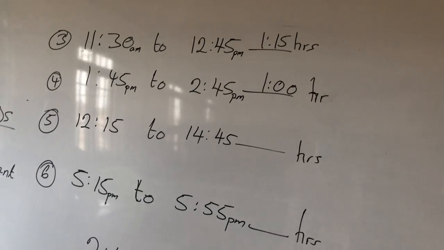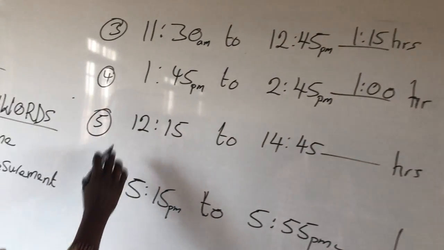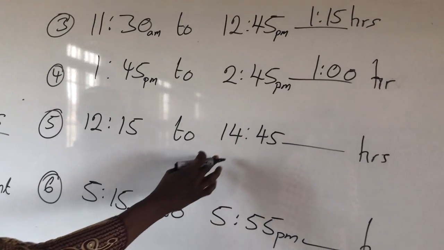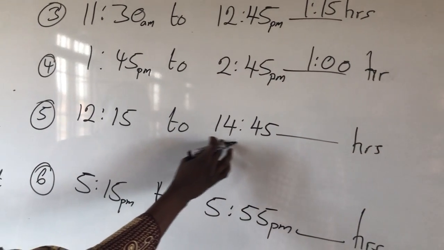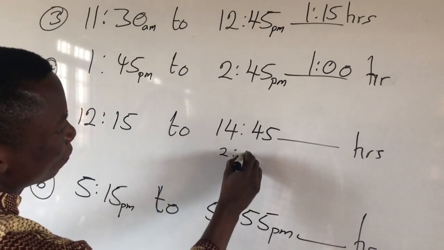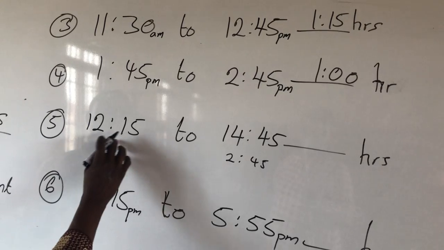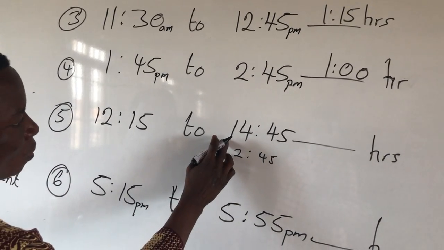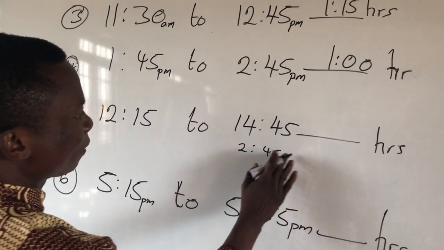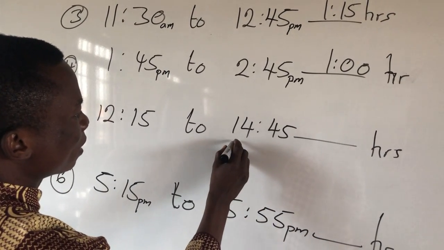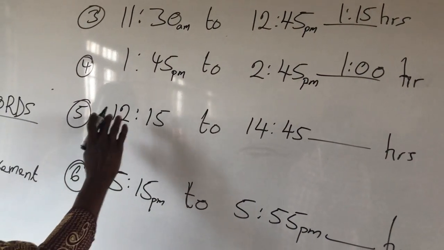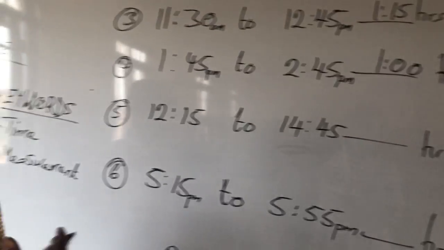All right. The next one, number 5. 12:15 to 14:45. The 14 is the same as what? 2:45. This is 12:15 to 14:45, or 2:45. The reason why it is 14 is that it is measured in 24 hours. But this one is 12 hours. We have 12 hours and 24 hours.